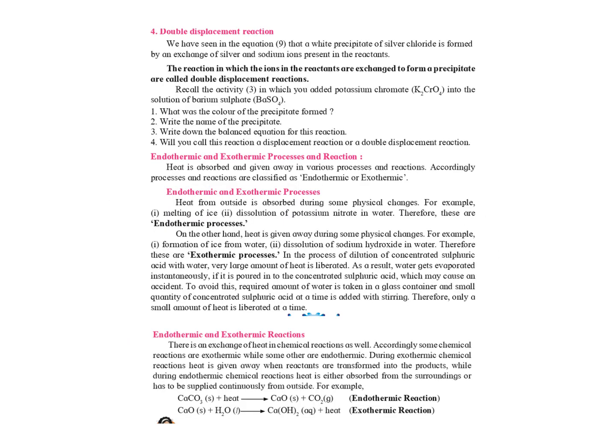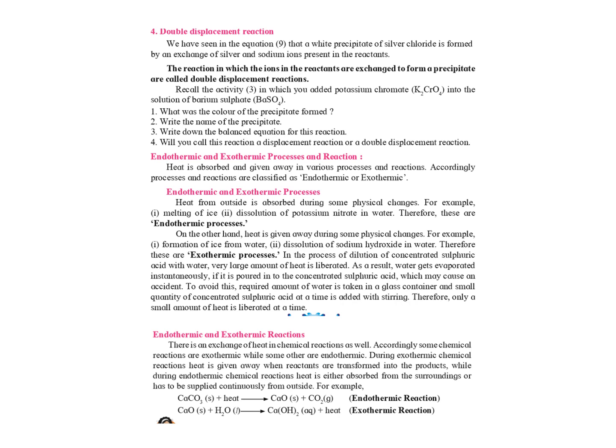Double displacement reaction. The reaction in which the ions in the reactants are exchanged to form a precipitate are called as double displacement reaction. So these are the four types of reaction that we learned: combination, decomposition, displacement, and double displacement. These reactions were based on the nature and the number of reactants and products.